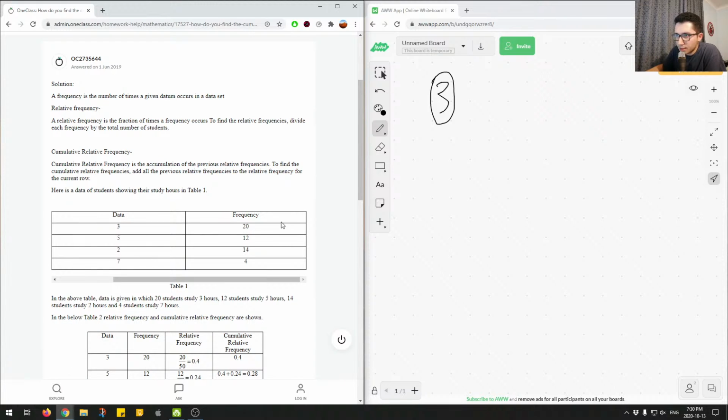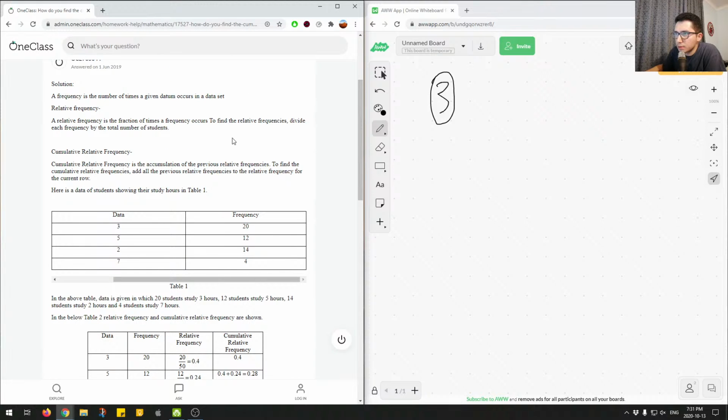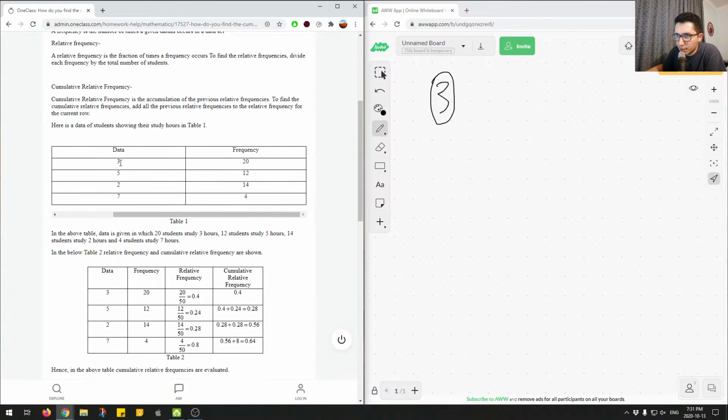So here, this is kind of the given table for this example. So the data 3, 5, 2, 7. For each data set here, we have the frequency 20, so it's occurring 20 times for data 3, 12 for 5, 14 for 2, and 4 for 7. So in the above table, data is given in which 20 students study 3 hours. So there's 20, the number of students that study 3 hours. So here data is representing how many hours each student is studying. We have 12 students that are studying for 5, 14 for 2, and 4 for 7.